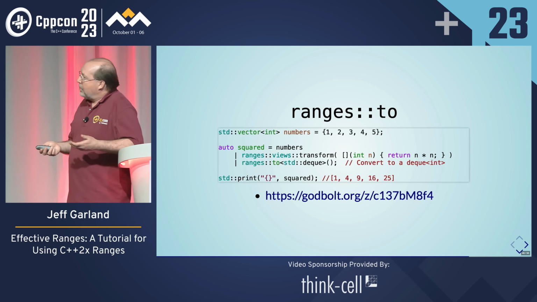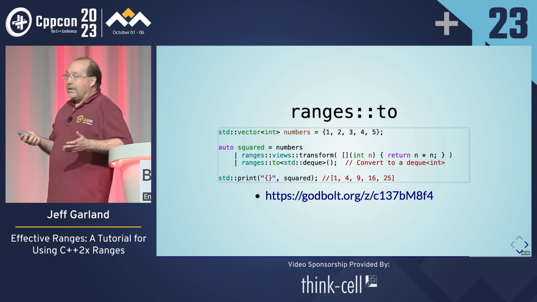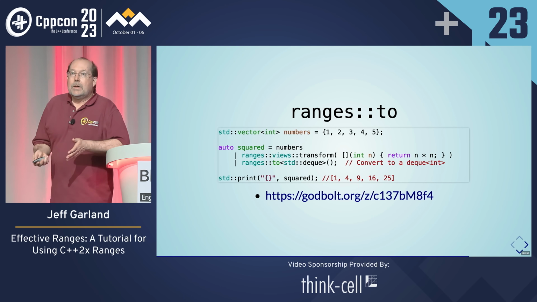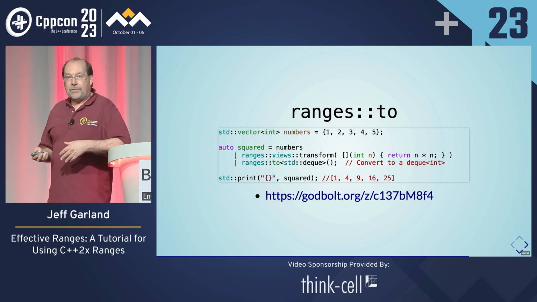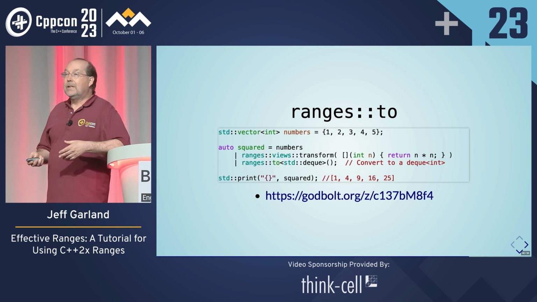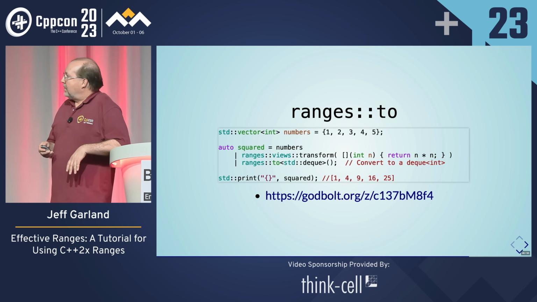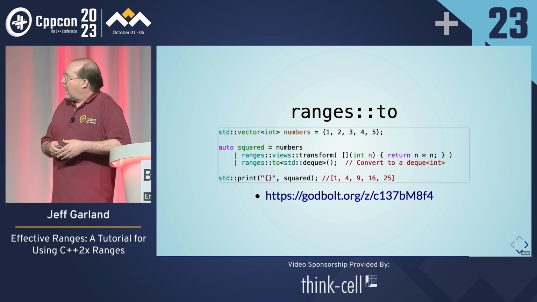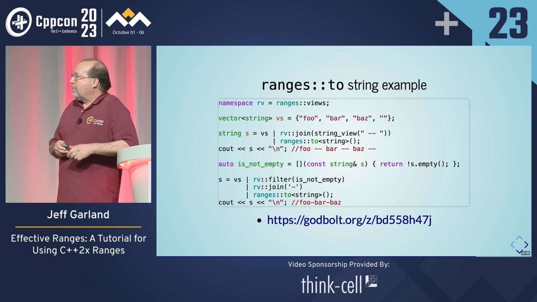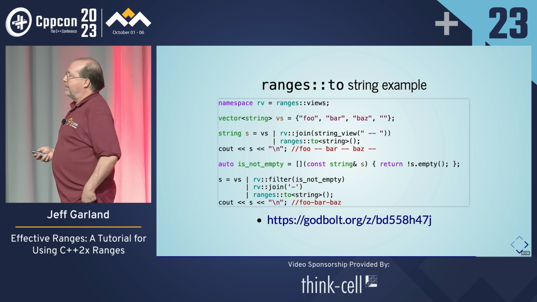So ranges 2 is an important component. This is a C++23 thing. From an implementation point of view, I'm still using range v3 for this particular example. My favorite compiler is GCC, as it turns out, and it doesn't have this facility yet. But the other, at least I believe the Microsoft implementation already has this facility.